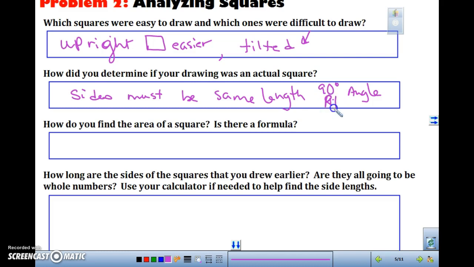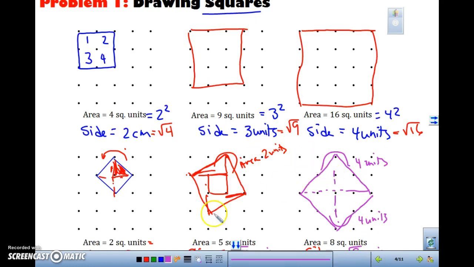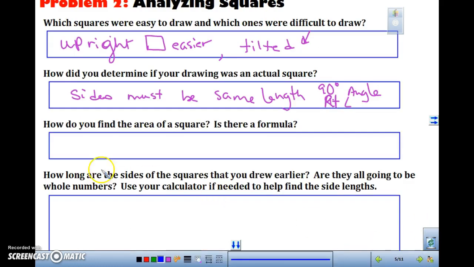Sometimes we say we need a right angle. And if I look back at this, I need to just check if I'm making sure: is this a 90-degree angle? Is this 90 degrees? Is this 90 degrees? And that's what I'm looking at when I try to see that. My drawings aren't perfect, but you can see if I would have had a nice straight edge, those would actually be squares. It says, how do you find the area of a square?